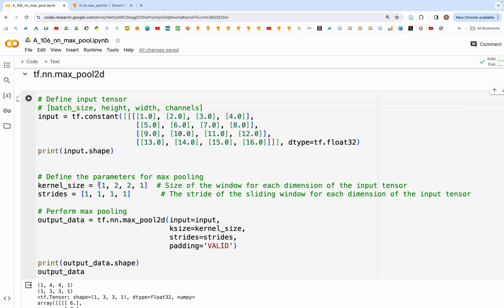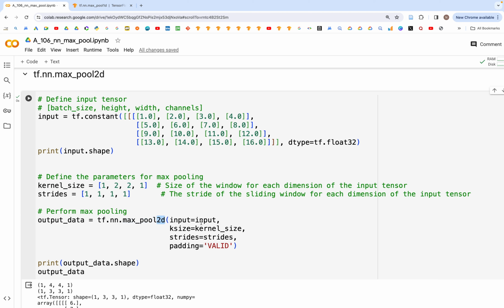Then we have the kernel size, which is 1 by 2 by 2 by 1, so the values are sort of matching the dimensions that we have for the input. And then for stride, we have set the value to 1 to move in each of the dimensions, which is batch, height, width, and channels. And so when we use the method tf.nn.max_pool, we have to add the 2D in front of the pool. That's the only difference.